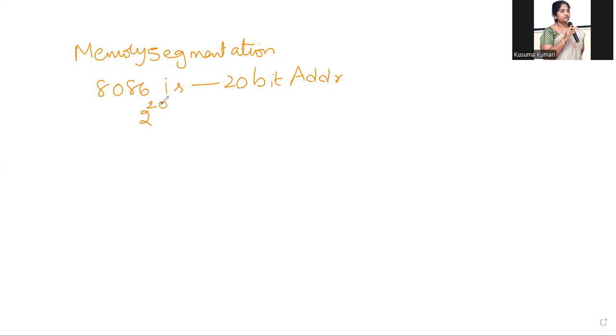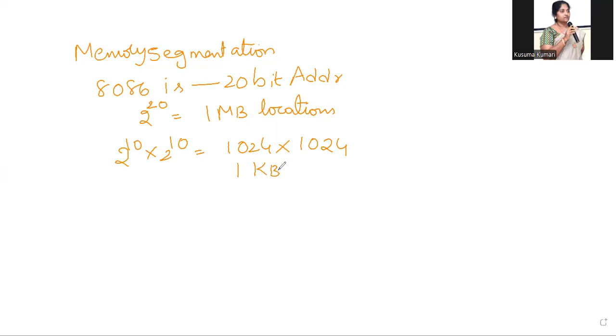identify 2 power 20 locations. What is 2 power 20? It is 1 megabyte locations. This 2 power 20 means 2 power 10 into 2 power 10, that is 1024 into 1024. That is 1 kilobyte, and this is 1 kilobyte. This is 10 to the power of 3, 10 to the power of 3, so it is 10 power 6.